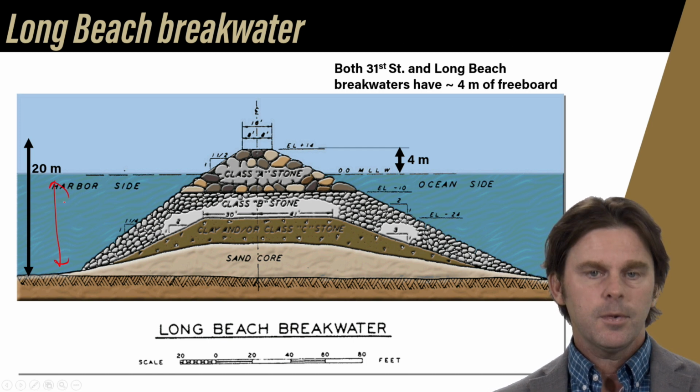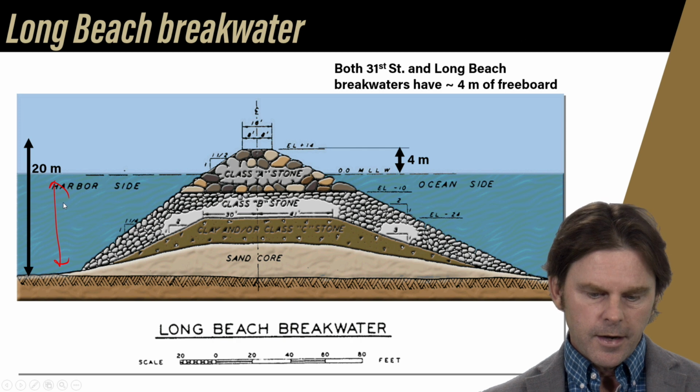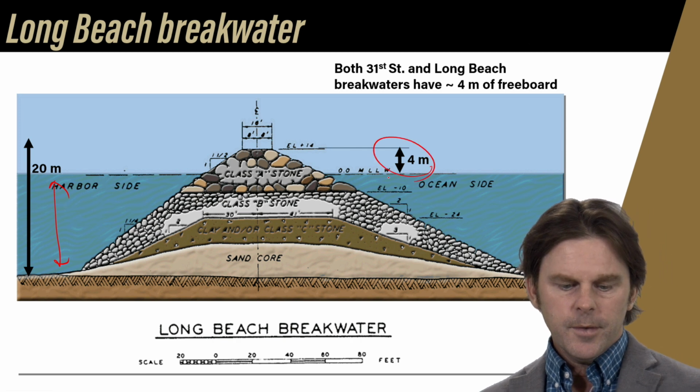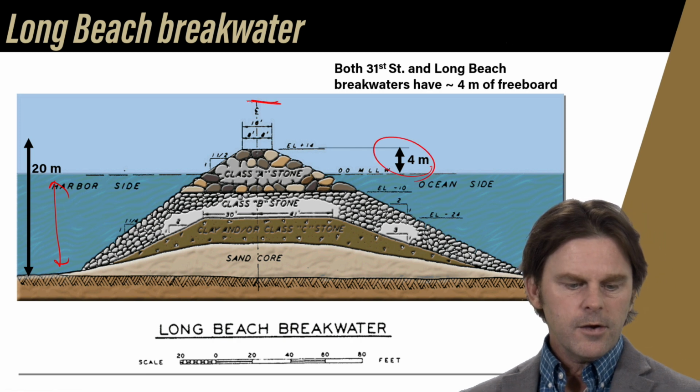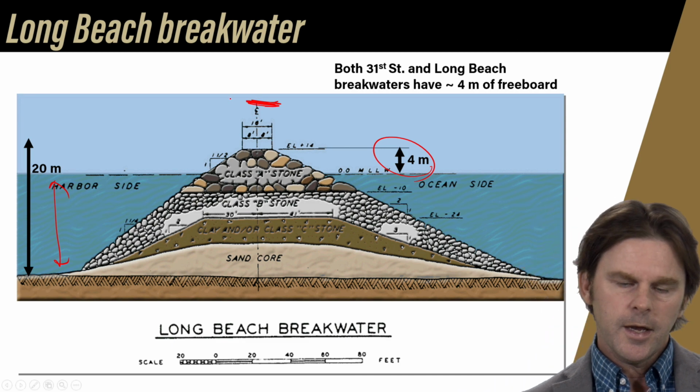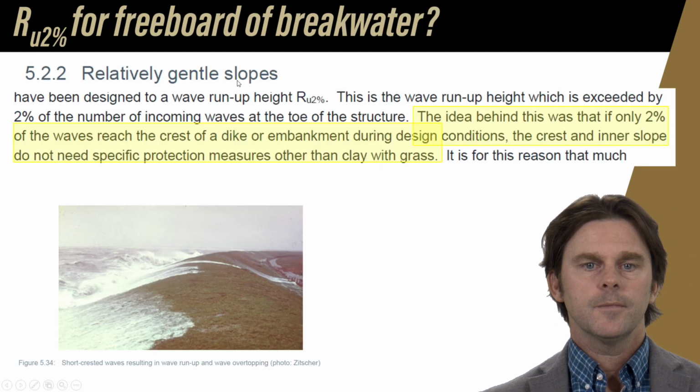This is 50 feet deep. Those are big ships that are going in and out of this harbor, but still only 4 meters of freeboard, okay? And again, we calculated 9 meters of freeboard, which is way up there. So what's going on with our calculation?